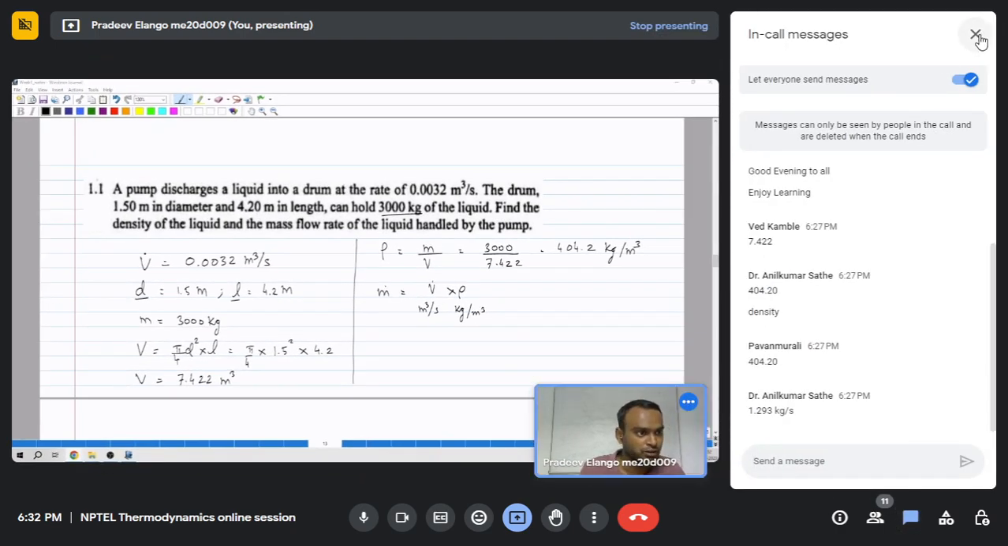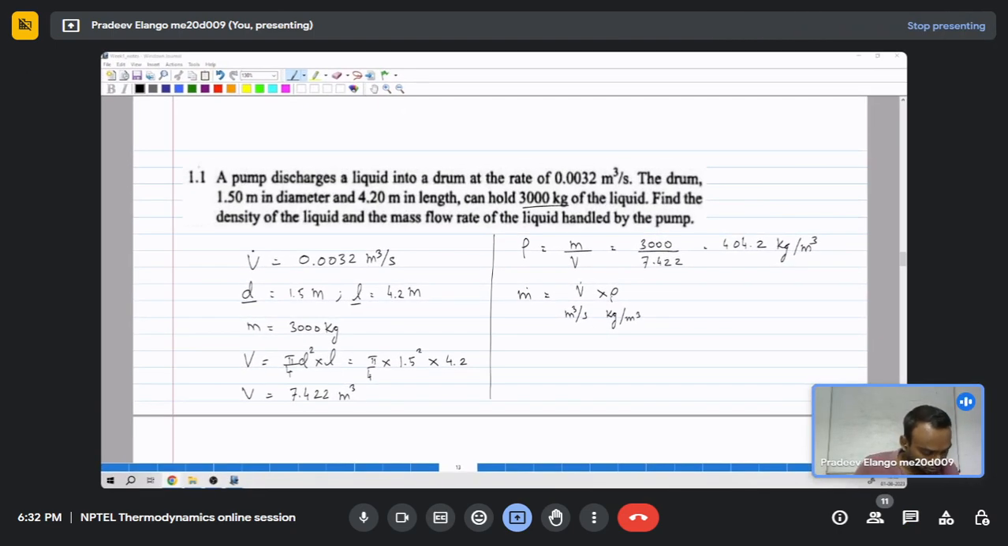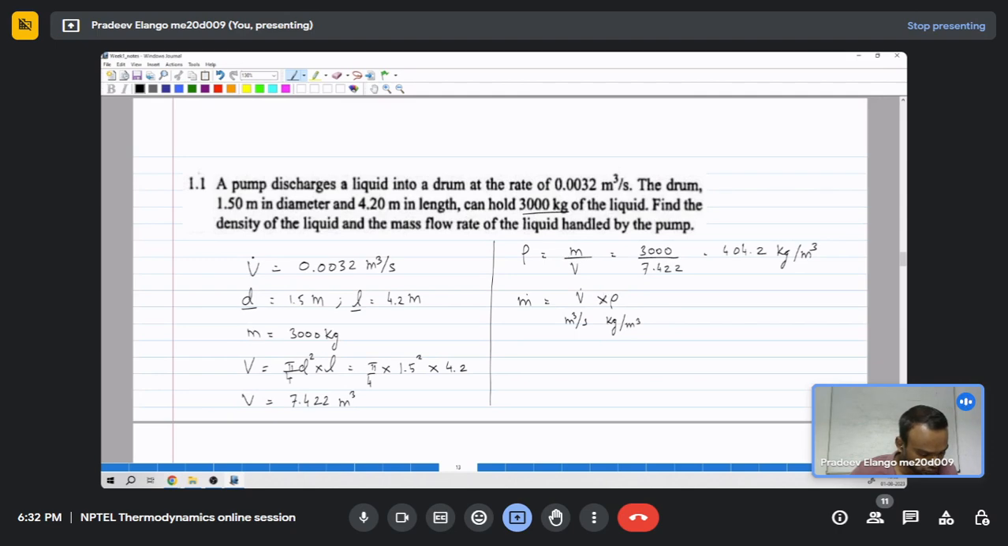Yeah, thank you. So if you put the units and put in the formula, then you will get to know if you are getting the right thing. So this rho is kg per meter cube, and v dot is meter cube per second. If you multiply this, you will get kg per second, and that is the mass flow rate. And v dot is 0.0032 into density, which is 404.2.